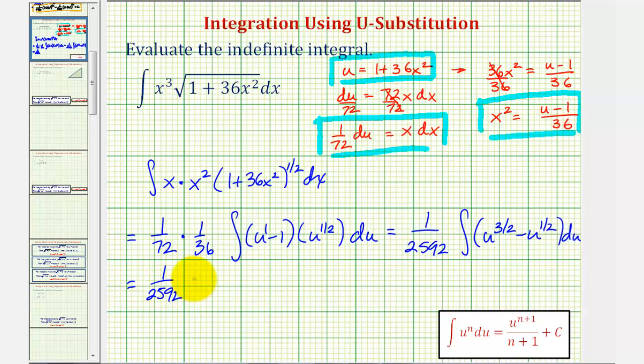So we have 1 over 2,592 times the antiderivative of u to the 3/2, which would be u to the 5/2 divided by 5/2. Instead of dividing by 5/2, let's multiply by 2/5. So we'd have 2/5 u to the 5/2, and then minus the antiderivative of u to the 1/2, which would be u to the 3/2 divided by 3/2, or 2/3 times u to the 3/2, and of course plus c. And after the last step, we'll substitute 1 plus 36x squared for u to find our antiderivative with respect to x. Let's go ahead and do this on the next slide.